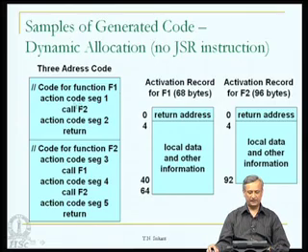Function F1 has action code segment 1, then a call to the function F2, action code segment 2, and then let us say a return. We have called this from the main program. Code for function F2 contains action code segment 3, then a recursive call to function F1, action code segment 4, and then a recursive call to F2 itself again, and action code segment 5, and finally a return. Here there is a return address and then local data and other information. Please observe that the size of the activation record is 68 bytes here and 96 bytes here. There is no jump subroutine instruction.